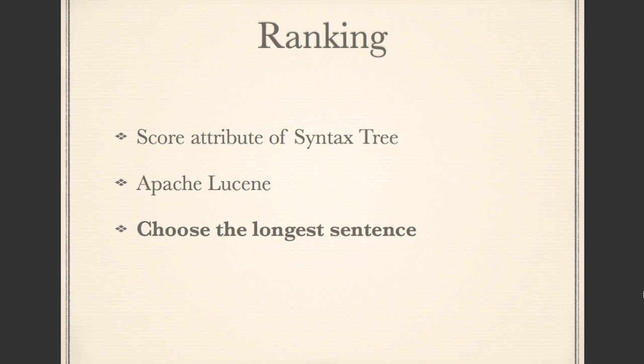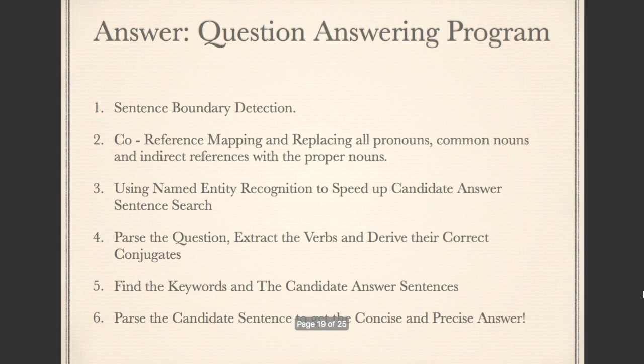Coming to the answering part of our system, the first step is the same as the question generation system. We perform sentence boundary detection. The second step is to perform co-reference mapping and replace all pronouns, common nouns, and indirect references with the proper nouns. The third step is using named entity recognition to speed up candidate answer sentence search. The fourth step is to parse the question, extract the verbs, and derive their correct conjugates. The fifth step is to find the keywords and thus the candidate answer sentences. The last step is to parse the candidate answer sentence to get the concise and hopefully precise answer.